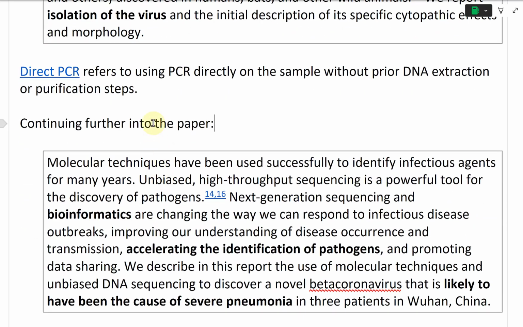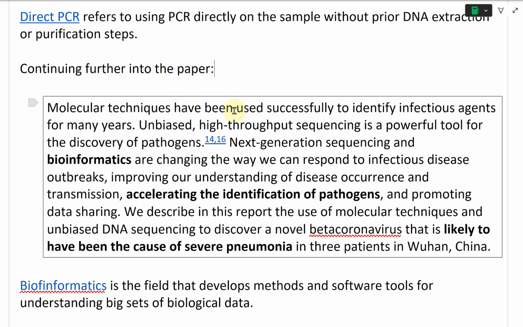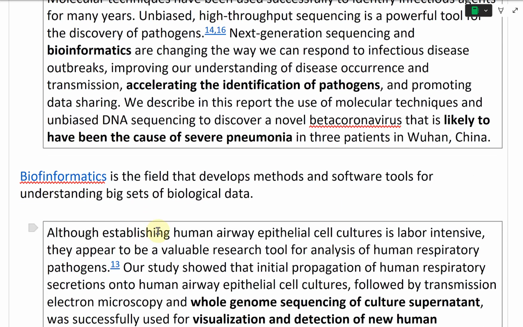All right, and now continuing further into the paper, so going here, some molecular techniques have been used successfully to identify infectious agents for many years, and unbiased high-throughput sequencing is a powerful tool for the discovery of pathogens. Next-generation sequencing and bioinformatics are changing the way we can respond to infectious disease outbreaks, improving our understanding of disease occurrence and transmission, and accelerating the identification of pathogens and promoting data sharing. We described in this report the use of molecular techniques and unbiased DNA sequencing to discover a novel beta coronavirus that is likely to have been the cause of severe pneumonia in 3 patients in Wuhan, China.